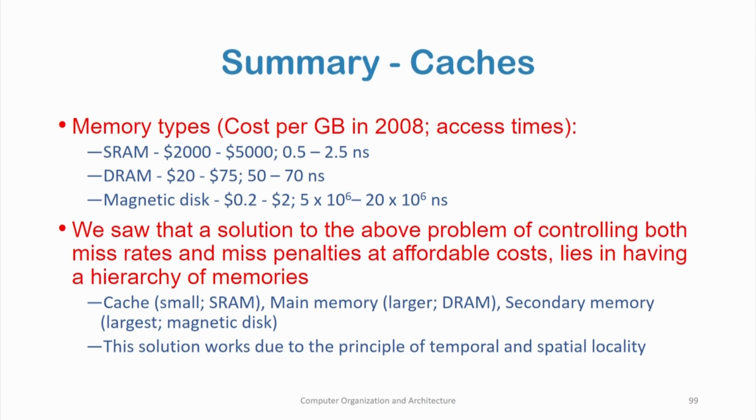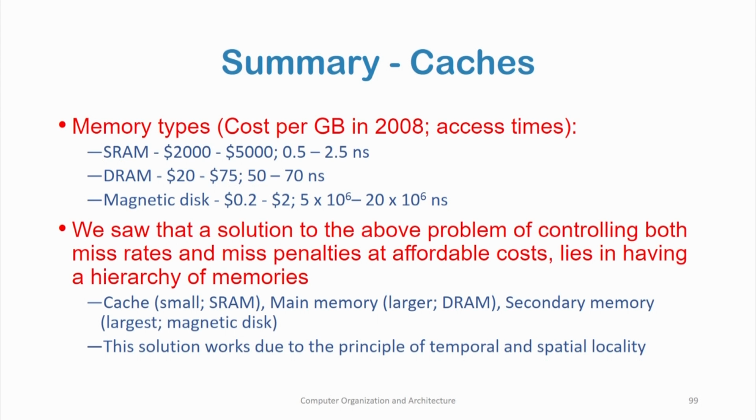Given different memory types, we have various technologies by which memories can be developed, and here, for example, SRAM, DRAM and magnetic disk have been shown. Their cost per GB in 2008 and their access times were as follows. For SRAM, the cost per GB was $2,000 to $5,000, which is very high for every GB of cache SRAM memory. Their access times, however, were very fast, 0.5 to 2.5 nanoseconds, almost as fast as processor speeds.